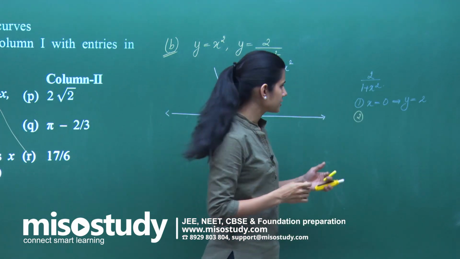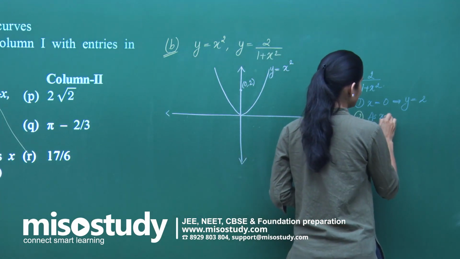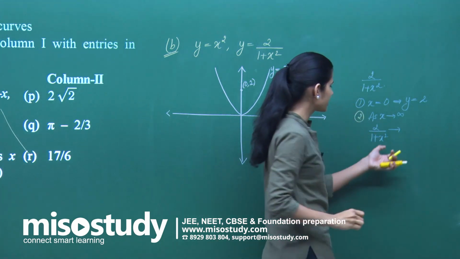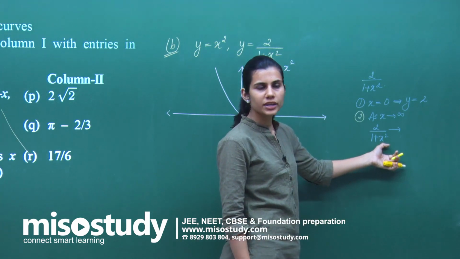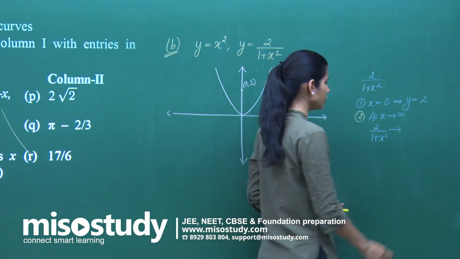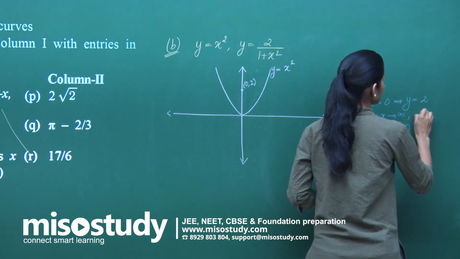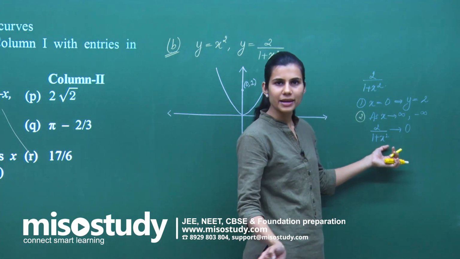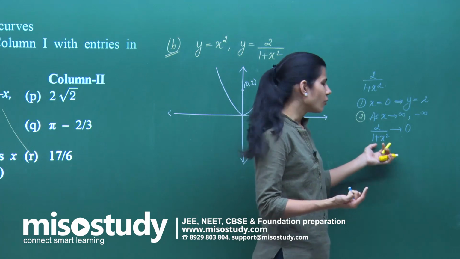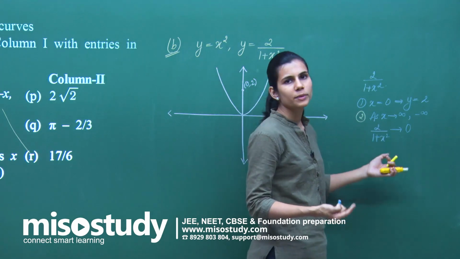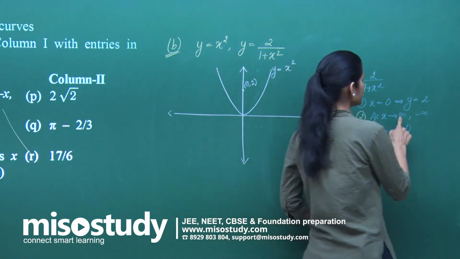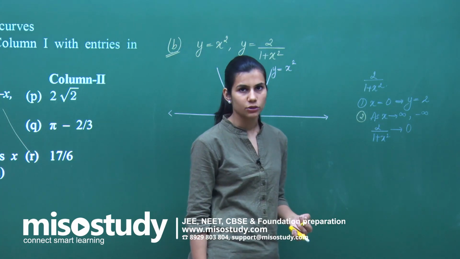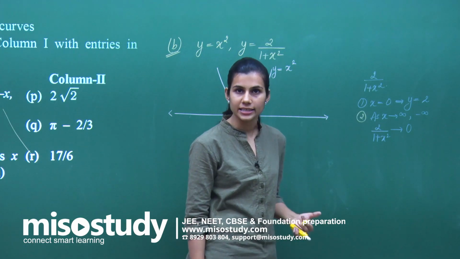Second fact about this is, as x approaches infinity, 2 upon 1 plus x square approaches where? If x approaches infinity, 1 plus x square approaches infinity, so 2 upon 1 plus x square approaches 0. As well as when x approaches minus infinity, x square approaches plus infinity, 1 plus x square also approaches plus infinity, and 2 upon 1 plus x square approaches 0. So whether x approaches infinity or minus infinity, 2 upon 1 plus x square is always approaching 0. It is never becoming 0. That means this graph will never ever touch or intersect the x-axis.